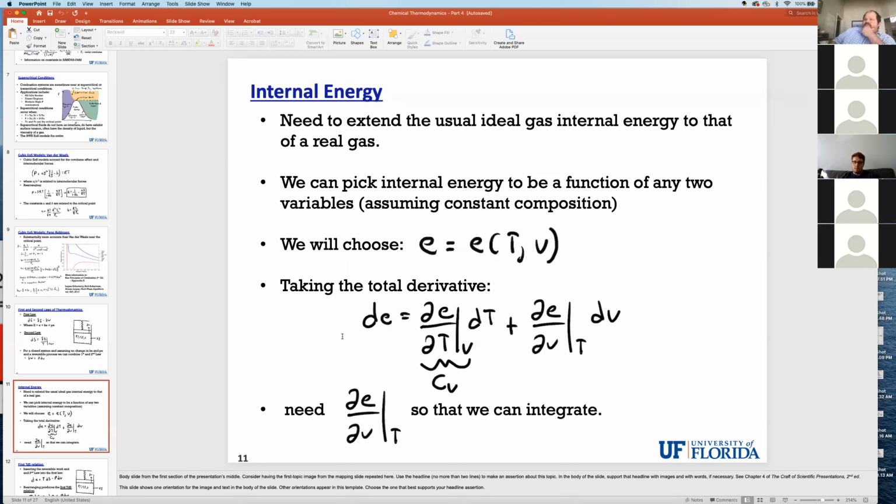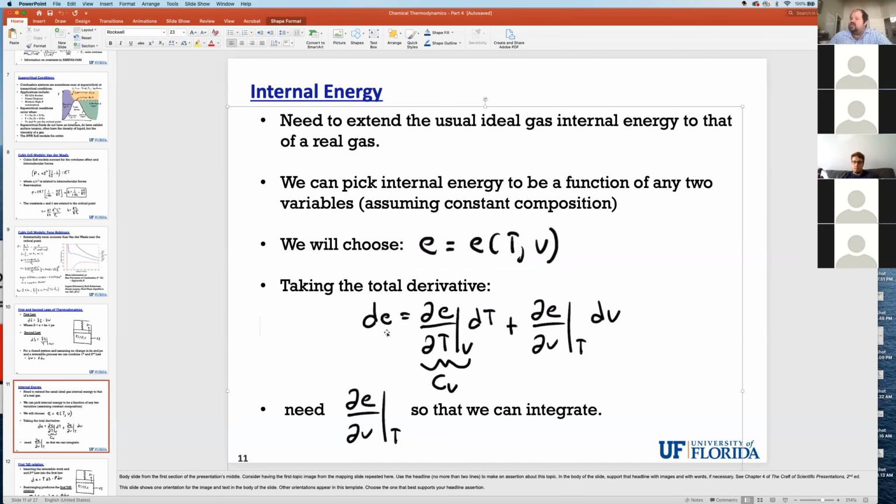Now for internal energy, we need to extend the usual ideal gas internal energy to that of a real gas. The biggest difference is that the internal energy will no longer be just a function of temperature. It'll be a function of temperature and one other variable. Traditionally for internal energy, you would choose the specific volume to be your second variable. Now we need to find what this is. We first take the total derivative, assuming that E is a function of temperature and specific volume.